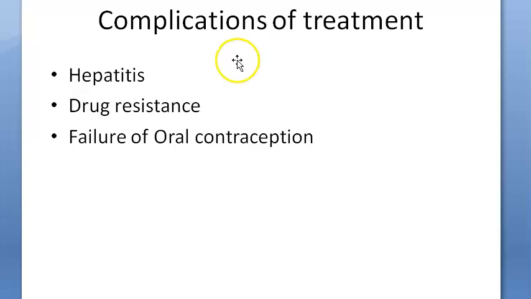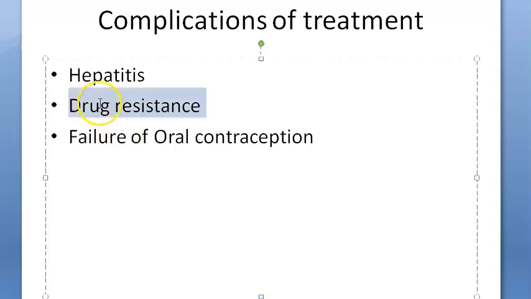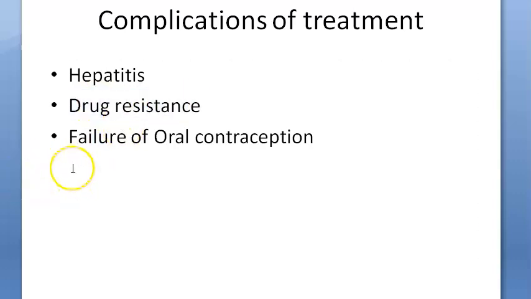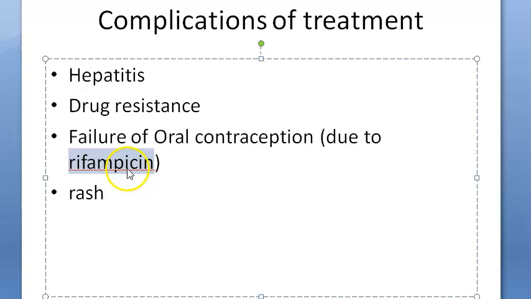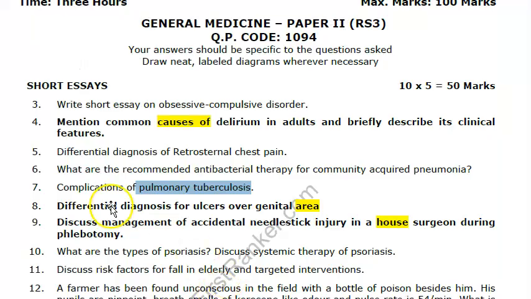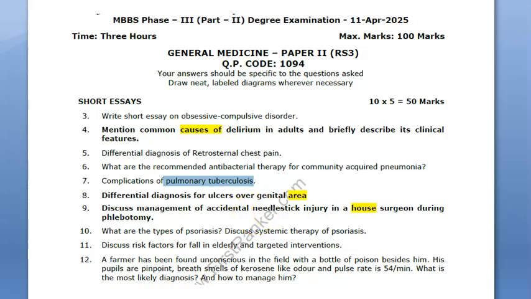And if you have time, then add this also. If the person is taking treatment, there can be complications because of that, like hepatitis, drug resistance, failure of oral contraception, etc. That is because of rifampicin. And you can write standard things like rash, etc., for any drug. So all this you write. So guys, to summarize the complications of pulmonary tuberculosis, what the textbook says and what we have found, everything we will write.